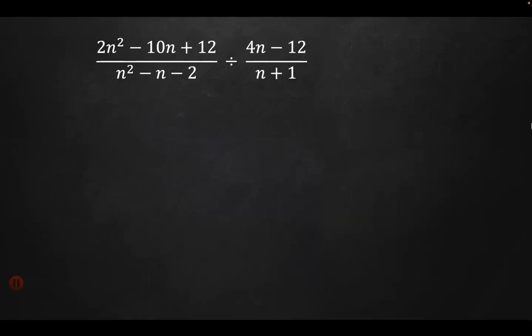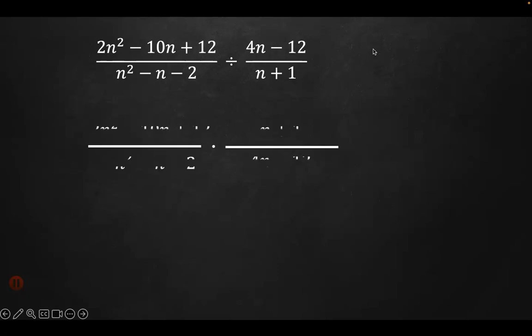Now in this question, we're going to divide rational expressions. Now remember, just like when you are dividing fractions, we can use that same method. We're going to keep, change, flip. And what that means is we're going to keep the first fraction, we're going to change the division to a multiplication, and I'm going to flip the second fraction that I have.